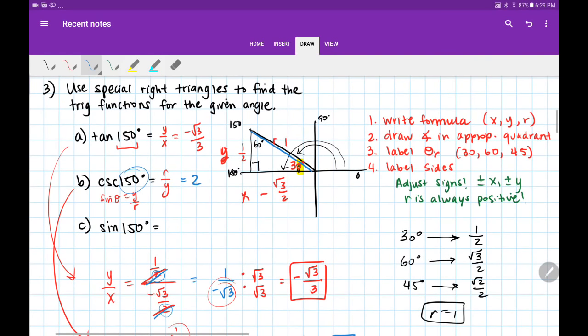Okay, in our last problem, we have sine of 150. I need y over r. So my y is 1/2 over r, which is 1. But anytime you're dividing by 1, you can really just ignore that. That's the same as 1/2.